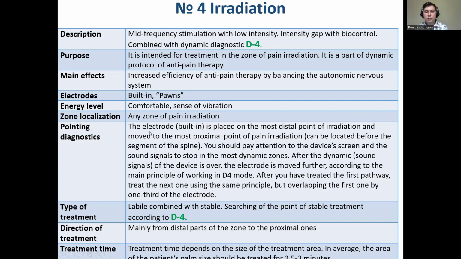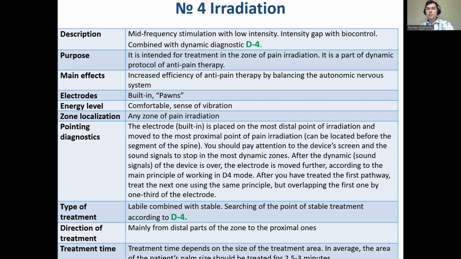And here's what we do. The built-in electrode is placed at the most distal point of radiation. So imagine that I do have a radiating pain here, and I feel it all the way up to the palm. So this will be the most distal point of radiation. And then the electrode is slowly moved to the most proximal point of pain irradiation, so where it begins, and proximal means the closest to the spine.